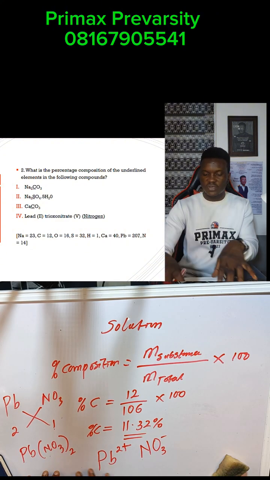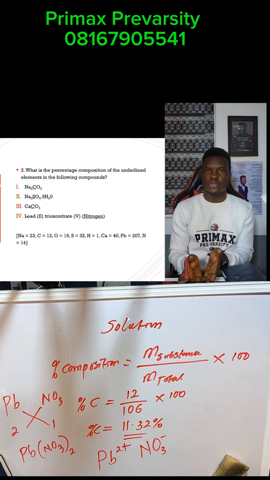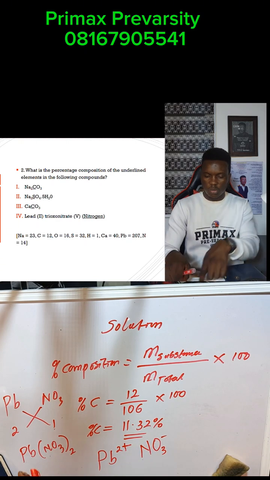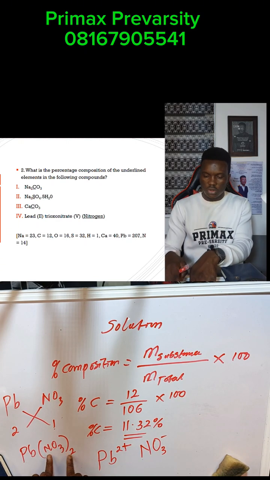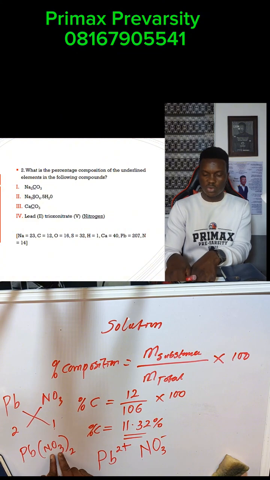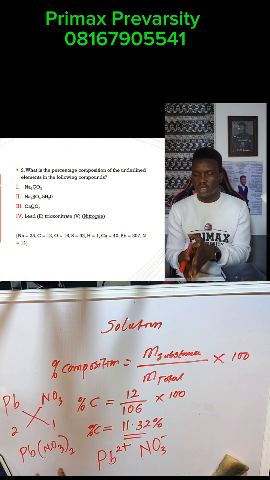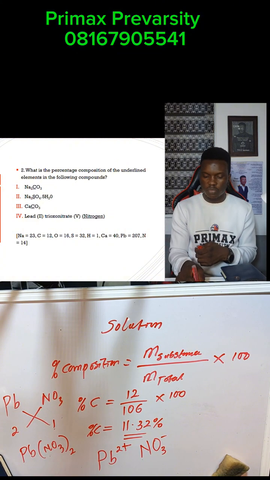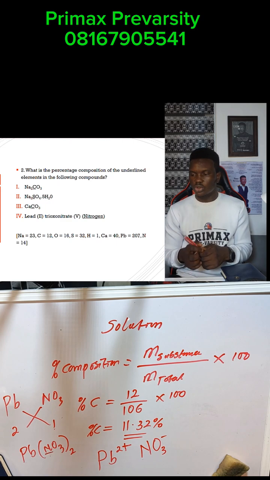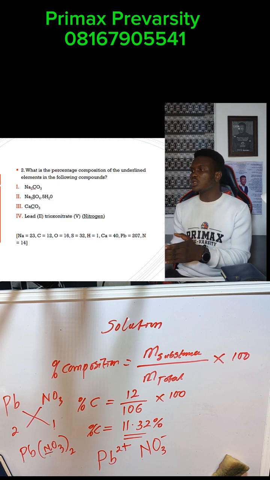So when you have this, you can calculate that of nitrogen. The number of nitrogen I have here is going to be 2, and the number of oxygen is going to be 6 in total. So you can calculate their total relative molecular mass and calculate the percentage composition of nitrogen. So that's how you treat percentage composition.